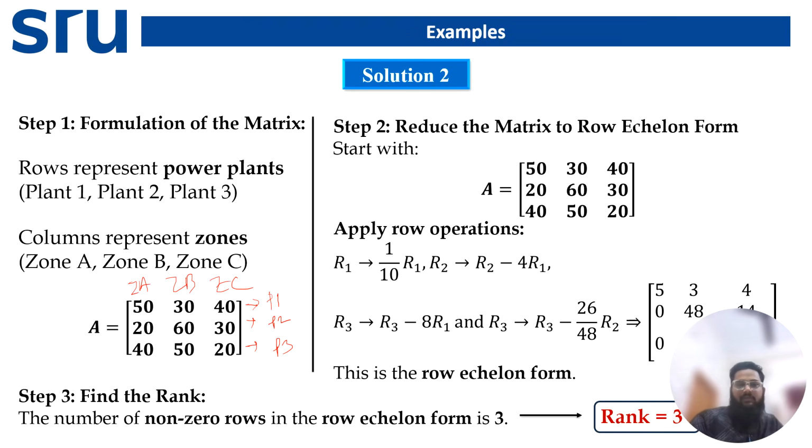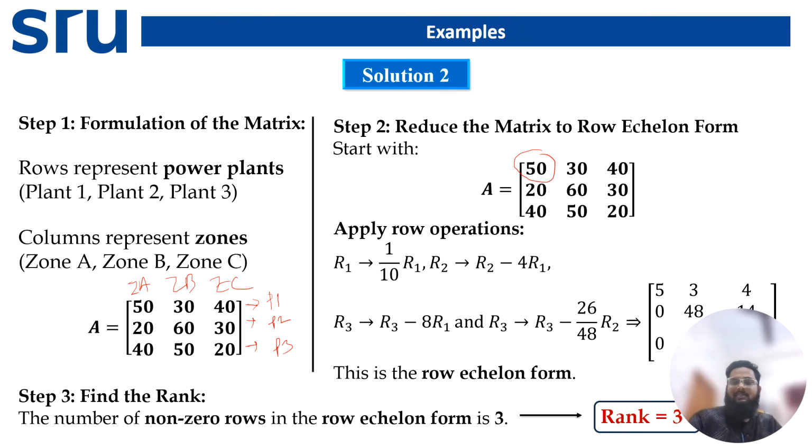The first plant is distributing electricity to zone A, 50 watt. Then power plant 2 is distributing to zone A 20 watt, to zone B 60 watt, like that. So we have converted this problem to a matrix form. Now to find the rank of the matrix, as I already discussed, the elements below the first pivot must be 0. As you can see, the numbers are high and all multiples of 10.